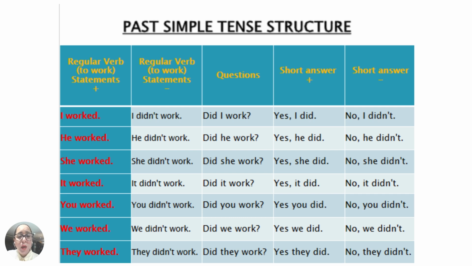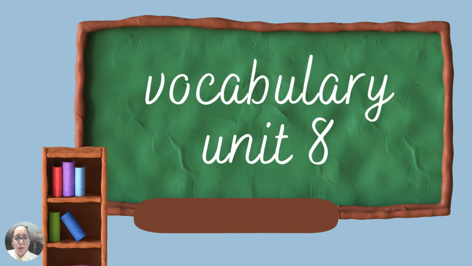Or also that auxiliary can be in the WH questions. For short answers, use the auxiliary did or didn't. So he worked, he didn't work. Did he work? Yes, he did, or no, he didn't. Let's continue with the vocabulary of the unit.